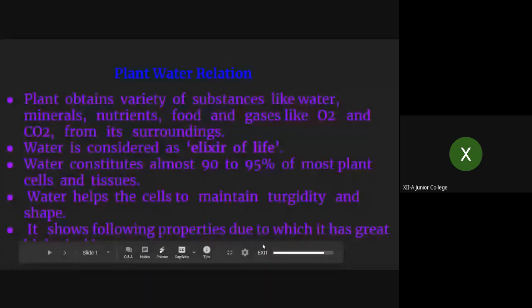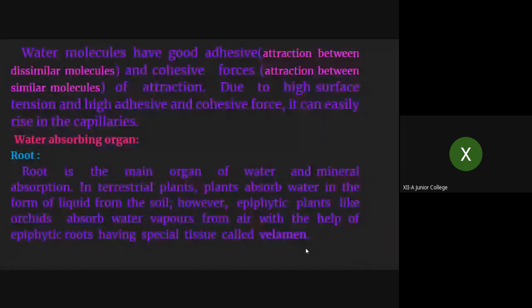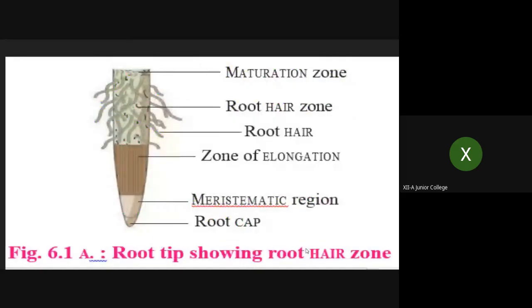So yesterday we started this chapter, plant water relation, and we discussed the part which is included, and we are not going to discuss the part which is not included, it is removed this year from the syllabus. We discussed the structure of root hair as well as the regions of root. And now we are coming to the last point from this chapter, that is water available to roots for absorption.